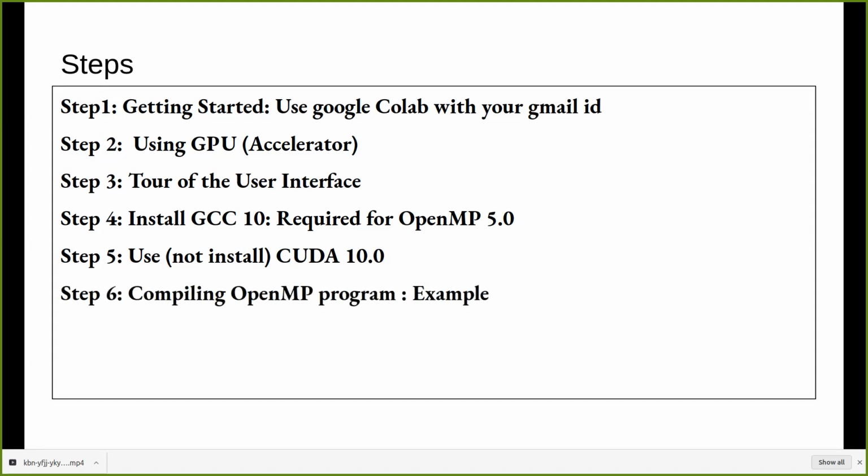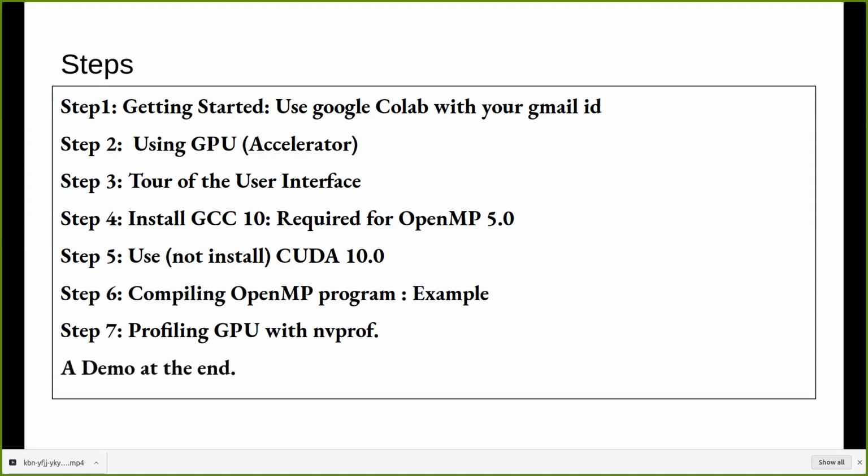Then we will see some examples of compiling an OpenMP program that can be run on a GPU. The execution will run on GPU, and we can profile whether execution is actually happening on the GPU using the command nvprof. And after this presentation is done, we will see an exact demo of how it is done using the Google Colaboratory notebook. I'll be running a demo.